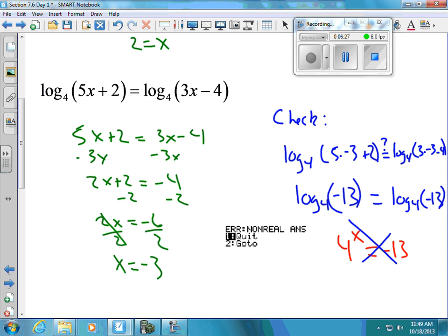And that's why this is really what we call an extraneous solution. Extraneous means an extra fake solution. It doesn't really work.